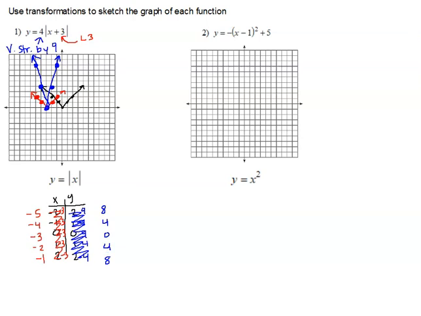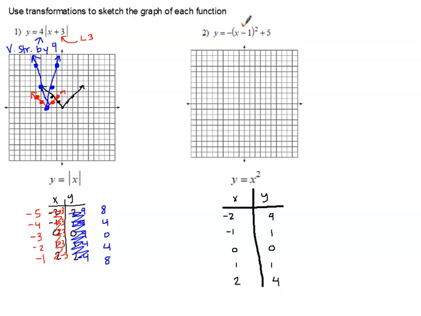I'm going to use only the table to graph number 2. I've got my x's and my y's. I'll use the same values I did before. -2 squared is 4. -1, if I put -1 in, -1 squared is +1. 0 squared is 0. 1 squared is 1. And 2 squared is 4. I'm not going to graph it yet because I want to apply all my transformations first.